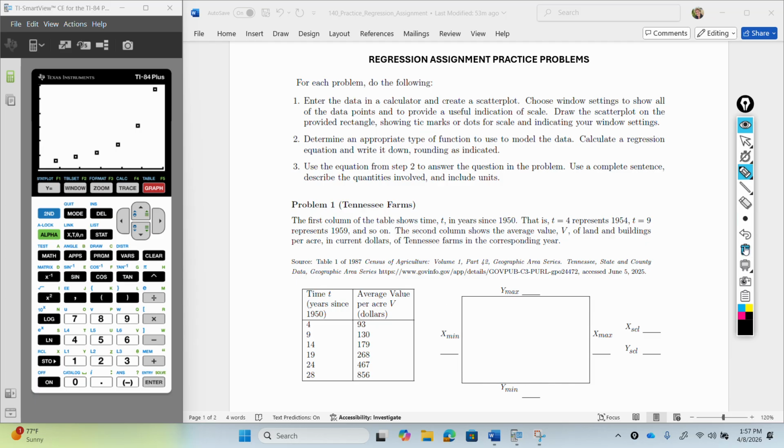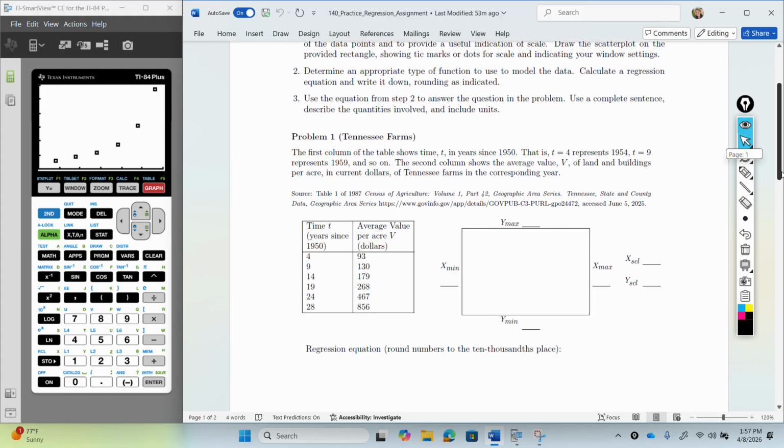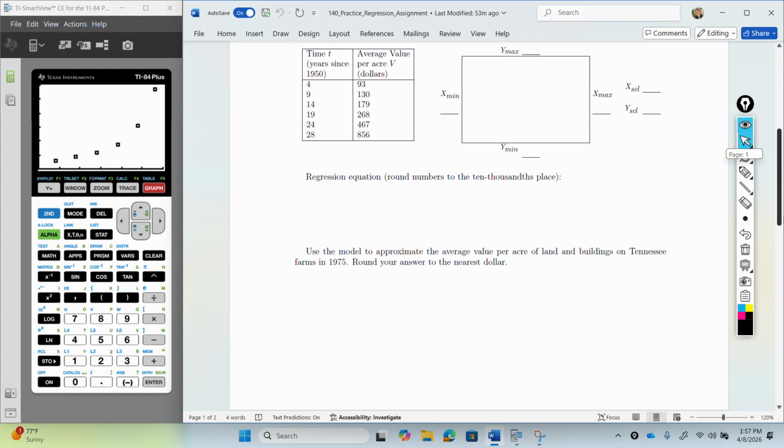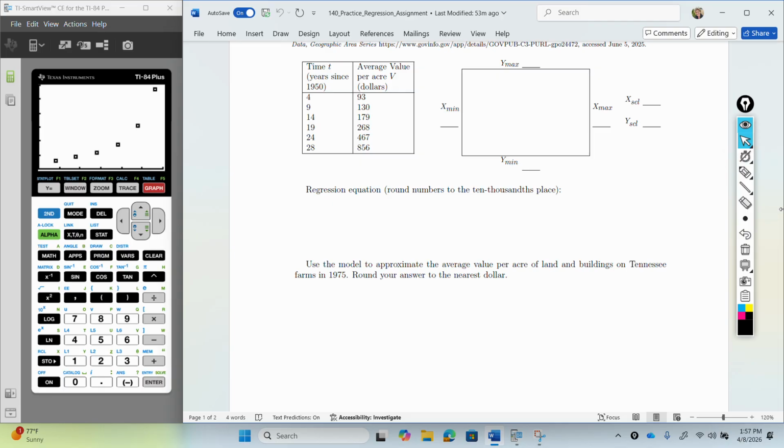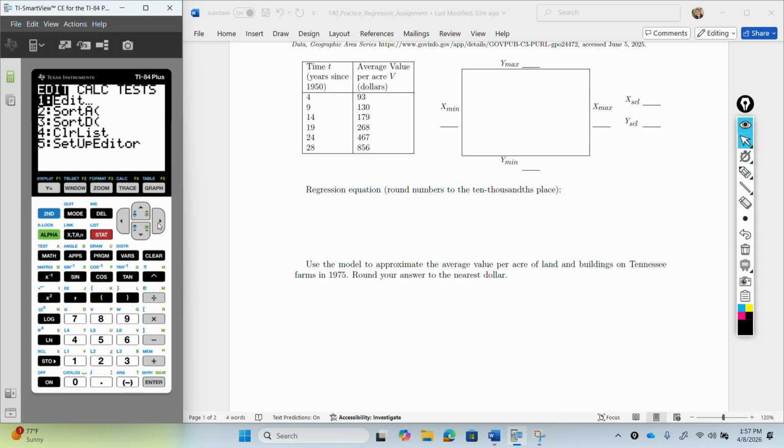Okay, so let me just... Now it wants the regression equation. Okay. So what I'm going to do to get the regression equation is get out of this screen, second mode. I'm going to press Stat. I'm going to go over to Calc. Oh, sorry, I need to get back. Let me get back.